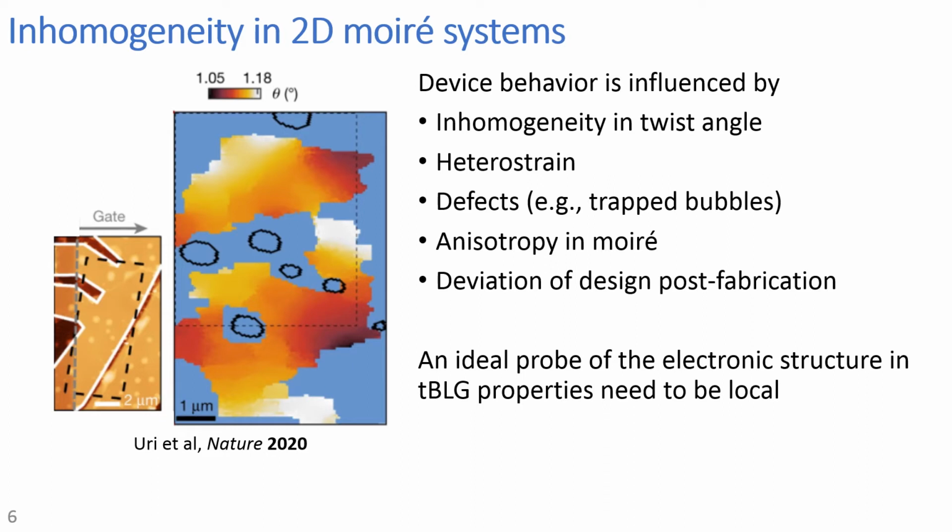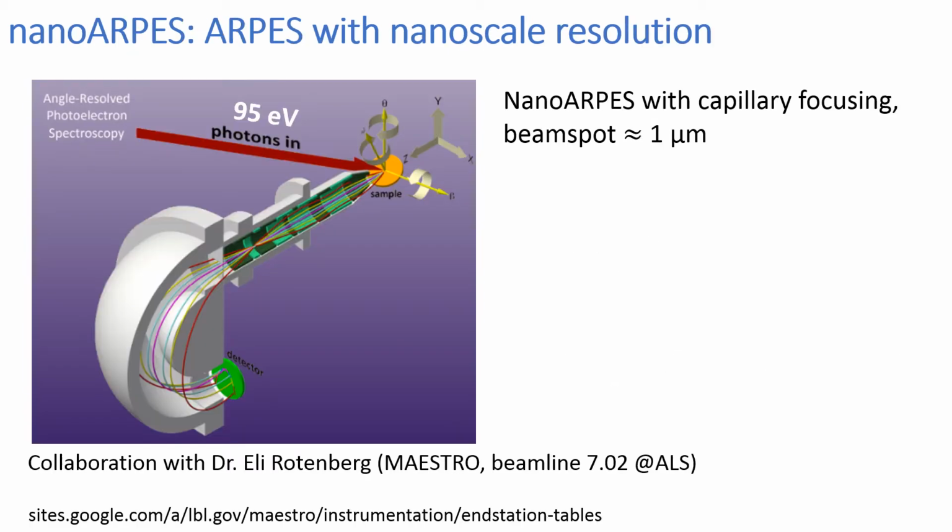Therefore, an ARPES technique that can probe the electronic structure of the moire lattice locally is highly desirable. In addition to that, this measurement needs to be made in conjunction with another technique that can confirm the magic angle twist of the structure remained intact. With that in mind, we collaborated with Eli and the scientists at the Maestro beamline at the Advanced Light Source to perform the so-called nanoARPES experiment that takes advantage of capillary focusing to achieve a spot size of about 1 micrometer.